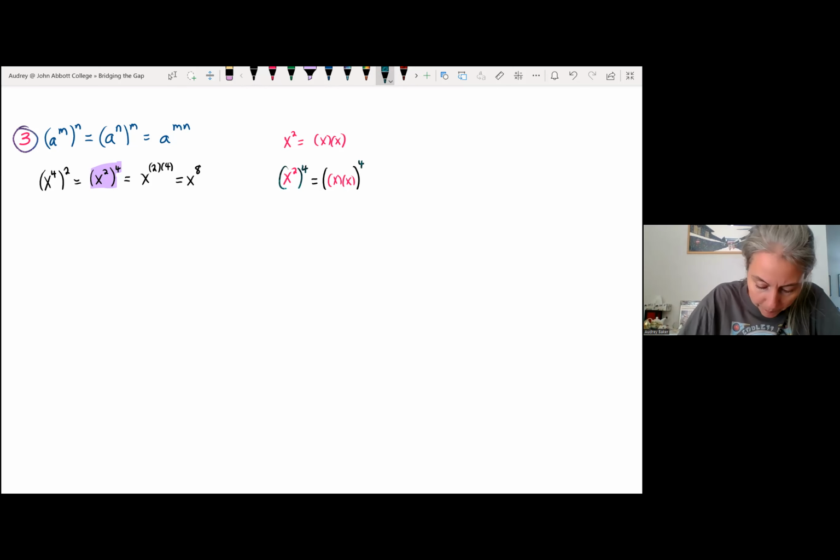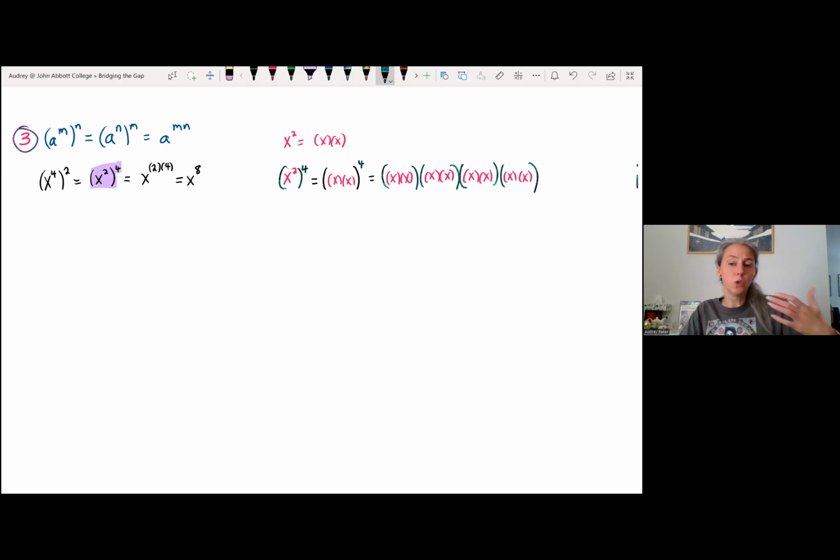Our first one is x times x. So we're going to have x times x. And then we're going to do it again, x times x. And then we're going to do it again, x times x. And then we're going to do it our fourth time, to get x times x by itself 4 times.